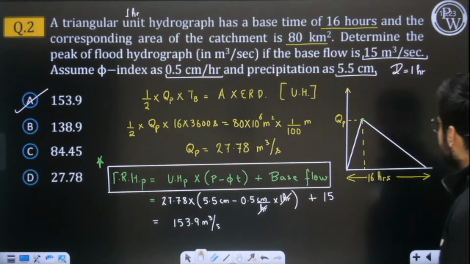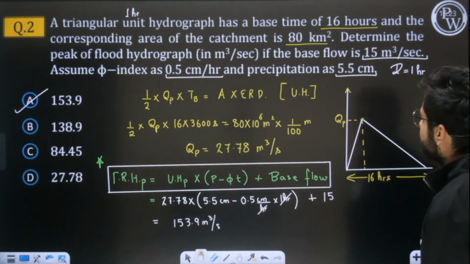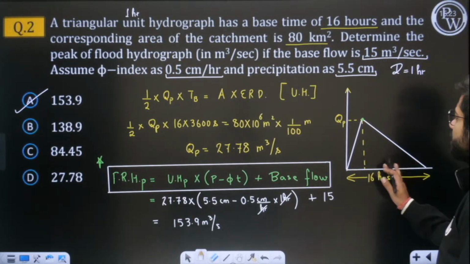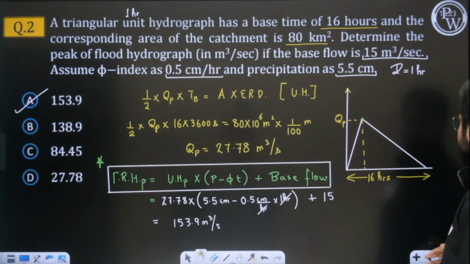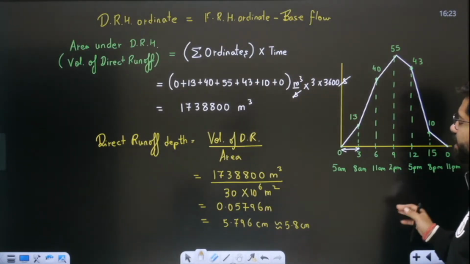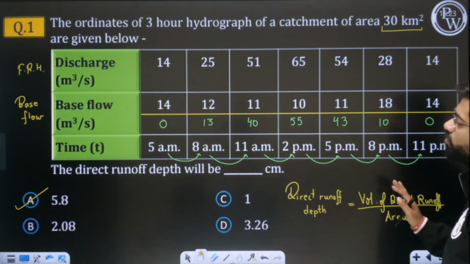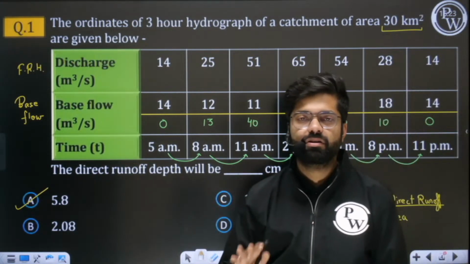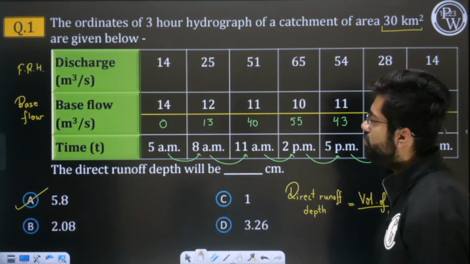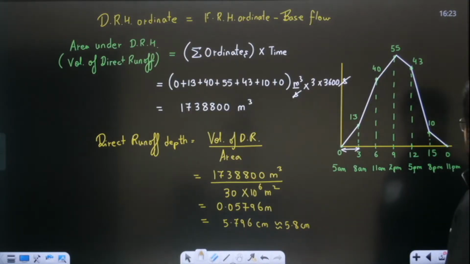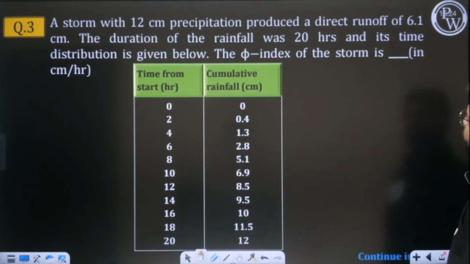Now we'll move on to the third one. I hope this is clear. So in this we have found out the area under DRH again, area under unit hydrograph again. So this kind of area question has been asked many times in exams, so it can be asked this time also. You need to remember that in most of the hydrograph questions, you will be asked area under DRH only. Most of the times you will see this is asked.